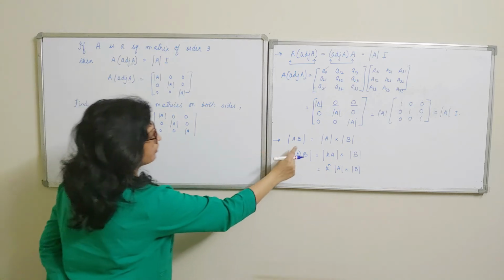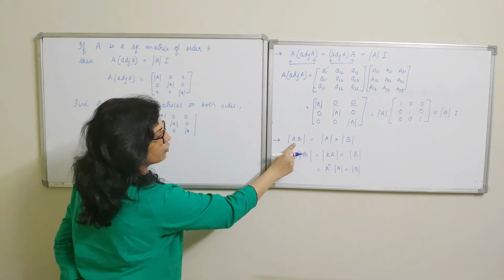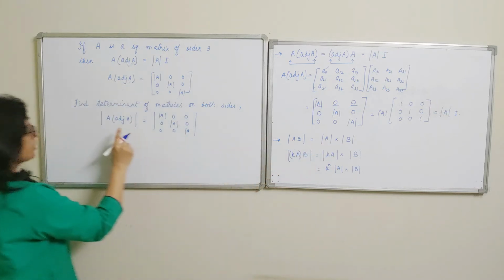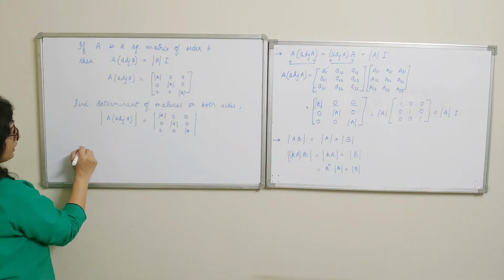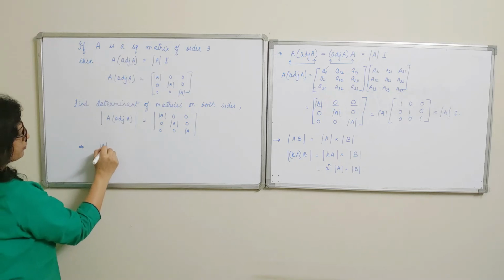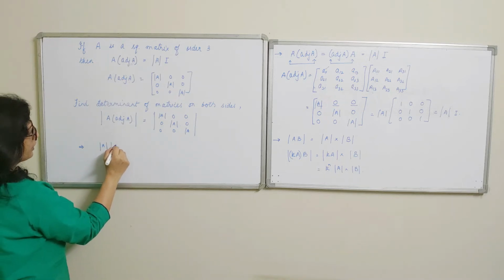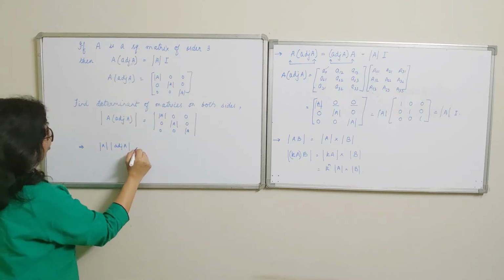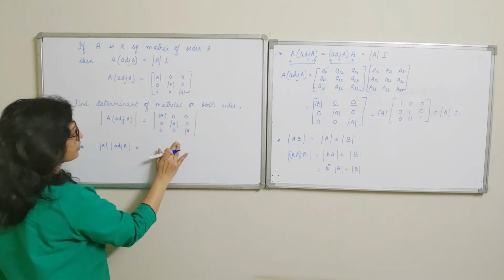Now look at this property. Determinant of product of two matrices can be written as product of two determinants. So using the same property here on the left hand side we have determinant A multiplied by determinant of the adjoint matrix.